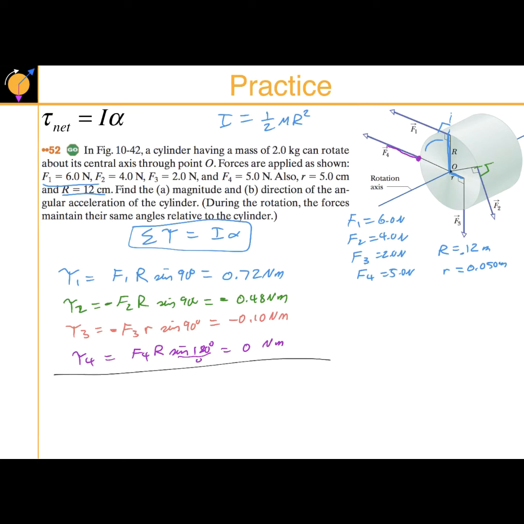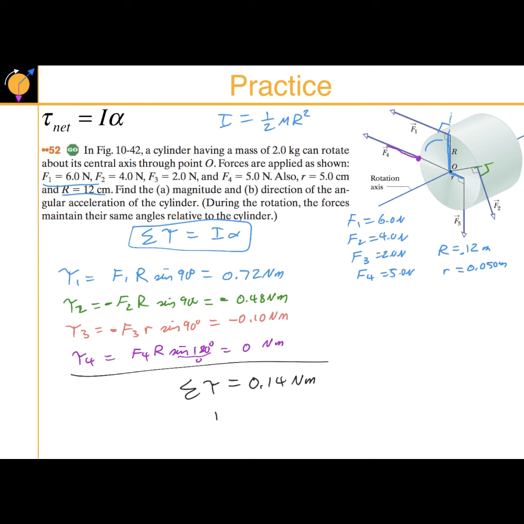So the net torque then, the sum of the torques, is going to be the sum of all of those. The sum of the torques is the sum of all 4 of those, and we end up with the sum of the torques is 0.14 Newton meters. So the one positive torque overpowers the 2 negative torques.